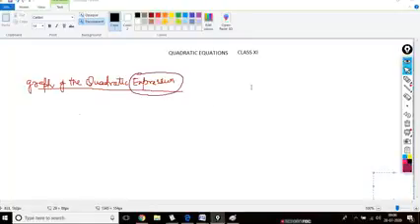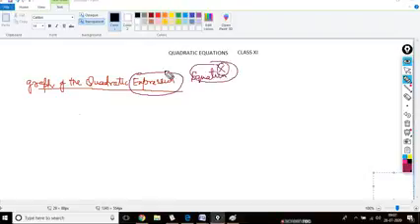You see, I am not using the word quadratic equation. Don't think I've made some mistake. I am not saying equation, alright? I am using expression. What is the difference between equation and expression? I'll explain it to you.